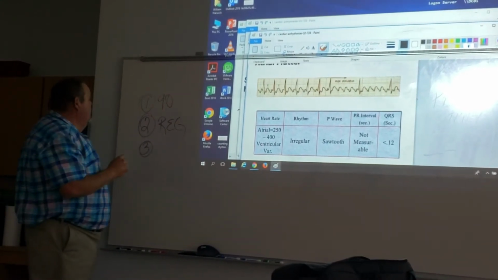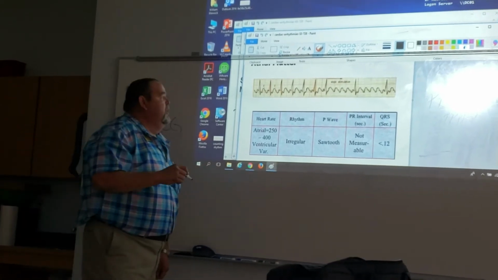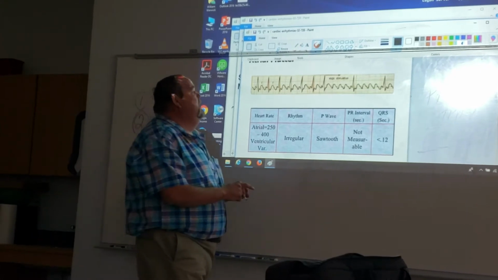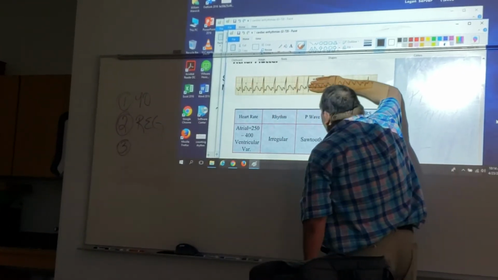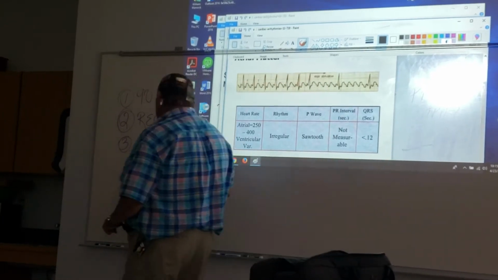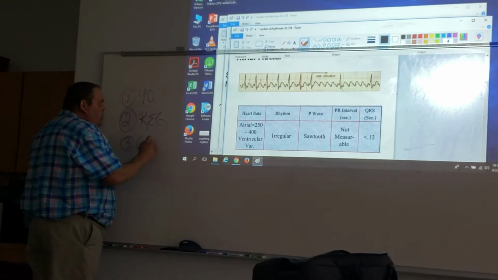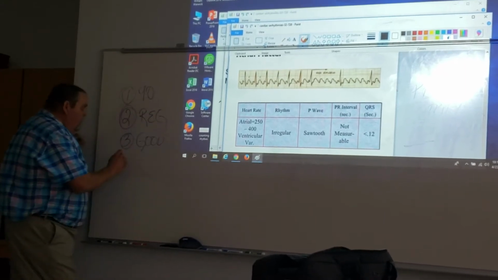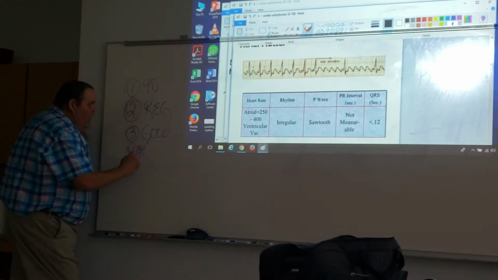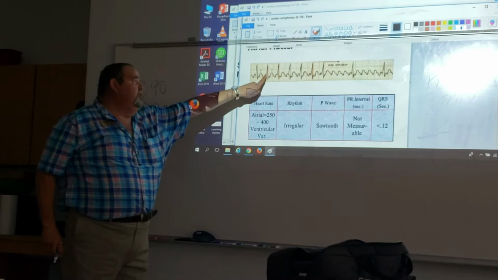All right, and this is P wave. They're all upright and normal in morphology, and does every QRS have one? Yes, they do, okay? If I cover this up, you see all the P waves are good. So your P waves are good. Number 4, PR interval. The only thing I want you to notice about that PR interval, boy, it is close.